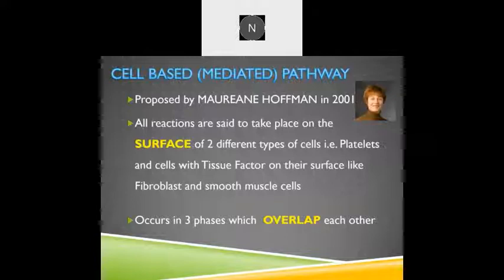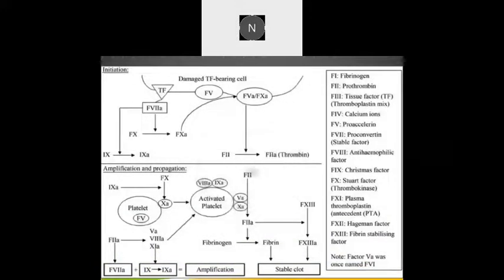Instead of saying that the extrinsic pathway stimulates the intrinsic pathway and then ends up with a common pathway, Hoffman said it is not like that. You have overlapping of all these things. So if you see here, there is an initiation, which is, as we saw in the extrinsic pathway, tissue factor and factor 7A causing conversion of factor 10 into factor 10A. At the same time, this also activates factor 5 into 5A, which also activates part of the 10A, and then the whole thing goes into that.